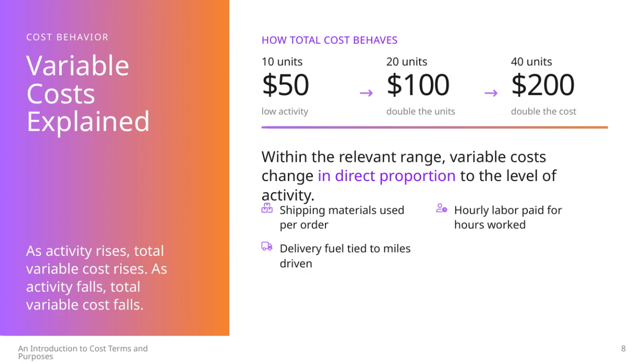Common examples include shipping materials used per order, hourly labor that's paid based on hours worked, and fuel expenses that vary with miles driven. Understanding this helps us plan and control costs effectively as production levels change.